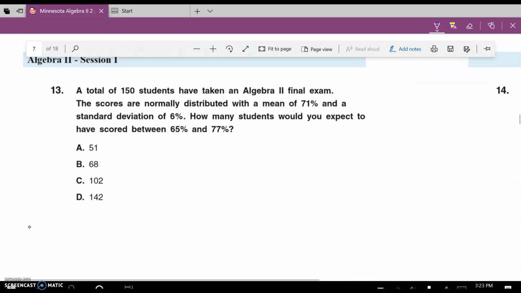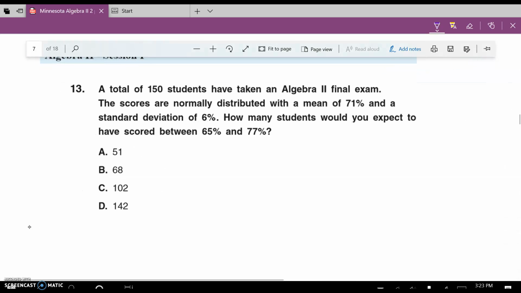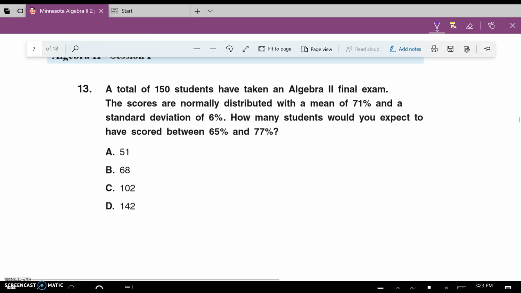I'm going to try to zoom in because I noticed yesterday that it was a little bit zoomed out. All right, number 13.